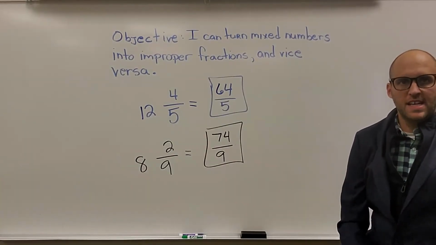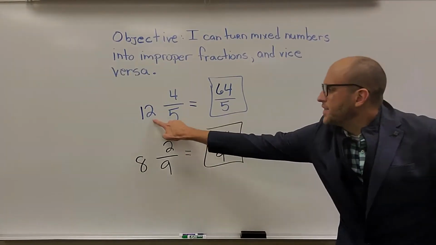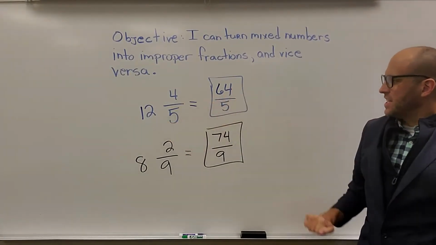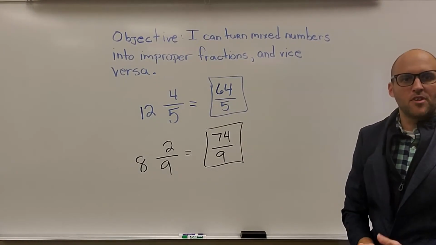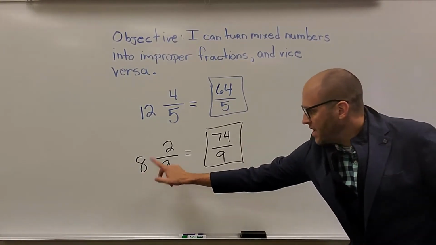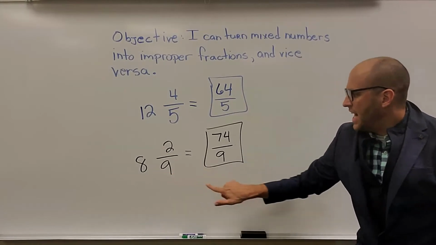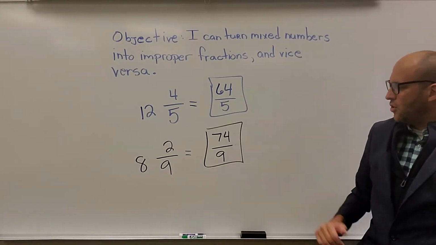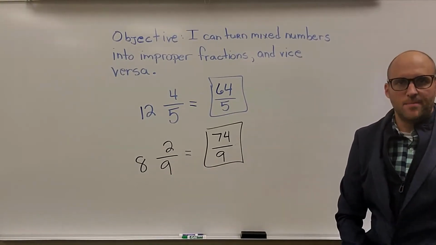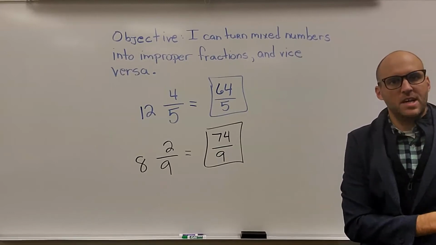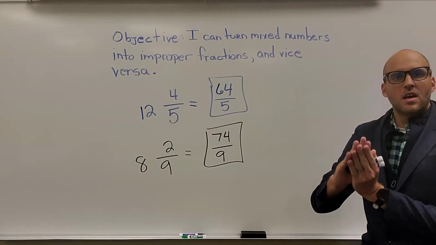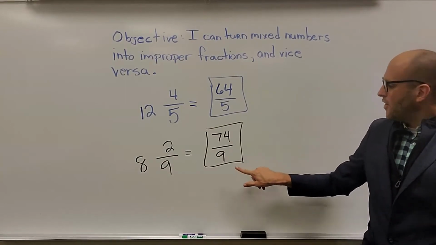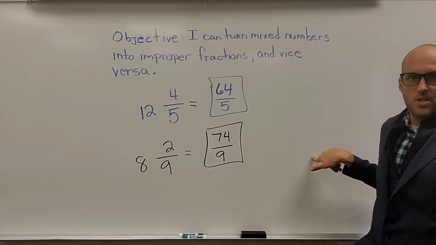Hopefully you're feeling pretty confident at this point. 12 times 5 is 60, plus 4 is 64, which gives us 64 over 5 as our improper fraction for this number. Then we have 8 2/9. 8 times 9 is 72, plus 2 is 74, which gives us 74 over 9. That's how we go from mixed numbers to improper fractions. Now we're going to go the reverse way, going from improper fractions to mixed numbers.